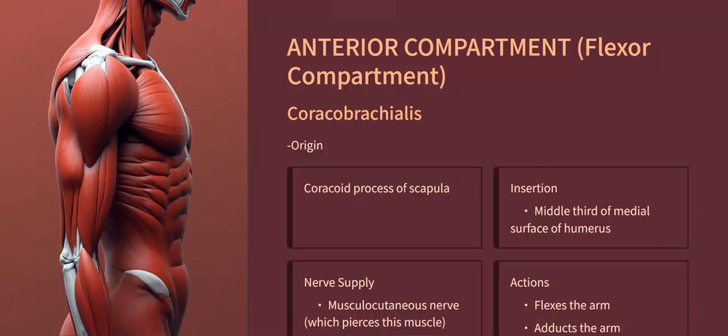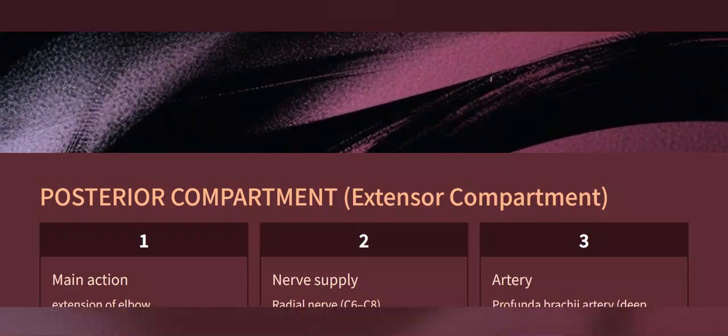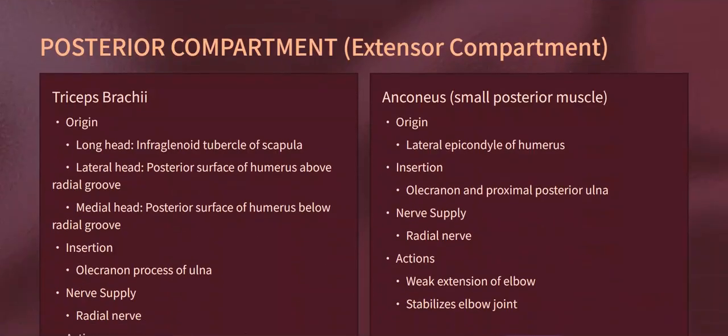Posterior compartment, extensor compartment. This compartment is responsible for extension of the elbow. Nerve supply: radial nerve, C6-C8. Blood supply: profunda brachii artery. 1. Triceps brachii, the main extensor of the elbow.